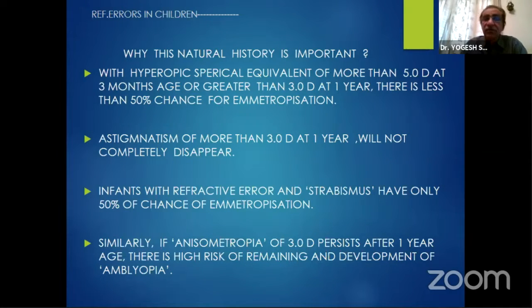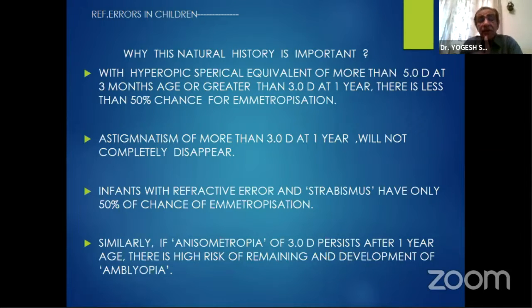So until there's a problem of tropias or phoria, or some other problem, the parents bring the child, usually with tropias, because exotropia is very common in early childhood. So when you accidentally see that and you do a refraction and see myopia at 2 years or 3 years, it is not a good sign. Anyway, now why is this natural history important?